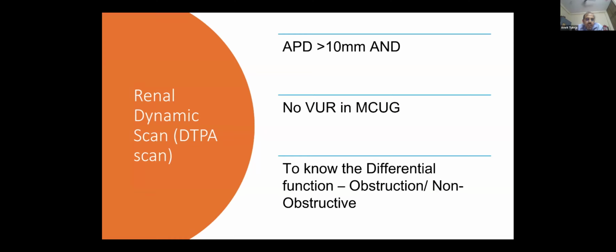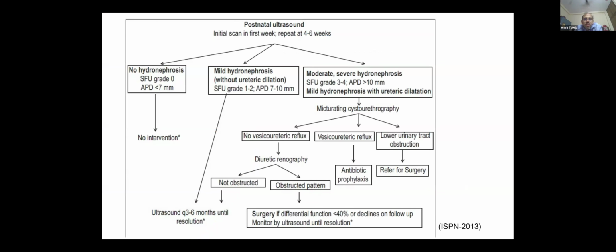And DTPA, or the renal dynamic scan, is advised if APD is more than 10 mm and there is no reflux. If there is reflux, then no need to do DTPA. If there is no reflux in MCUG, then DTPA has to be done. So DTPA gives us the differential function, whether there is obstruction or no obstruction. So this is the flow chart. This is the previous flow chart.